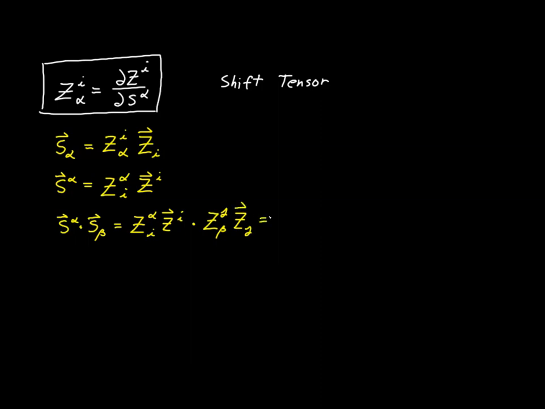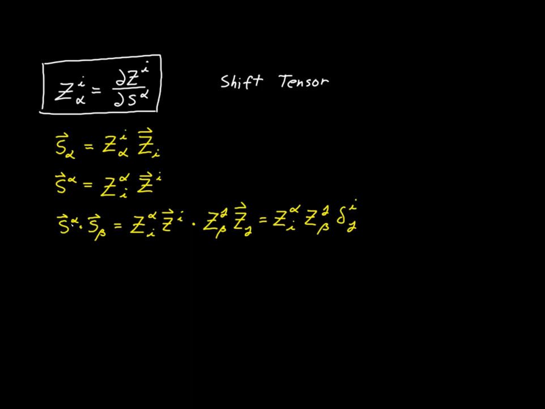Okay, now on the right hand side, the dot product of Zi and Zj, of course, gives us just the delta function. So these two collapse into a delta function. We're left with the two shift tensor terms here, Z alpha I and Zj beta, and the dot product of the two basis vectors here just gives us a delta ij.